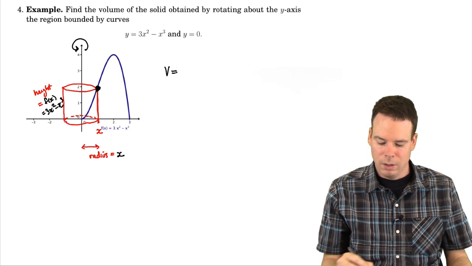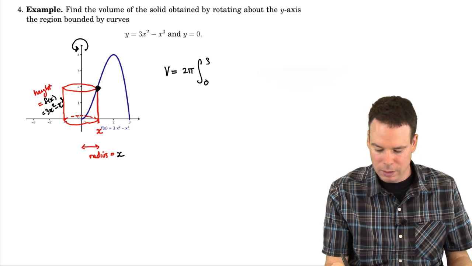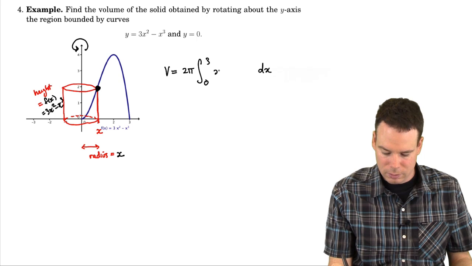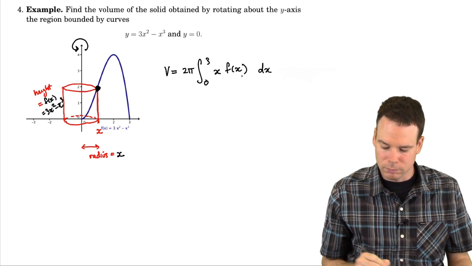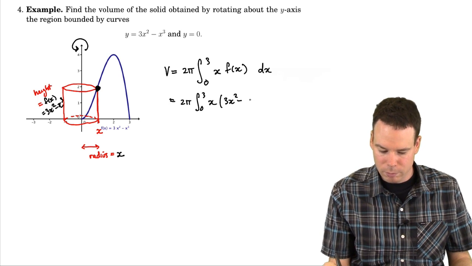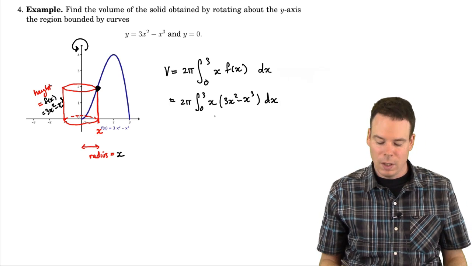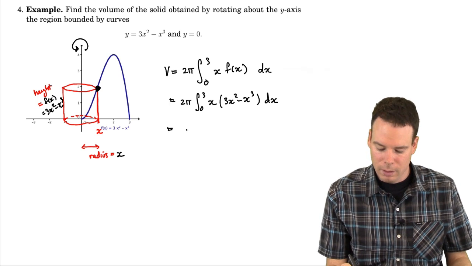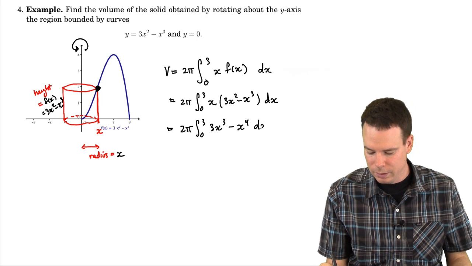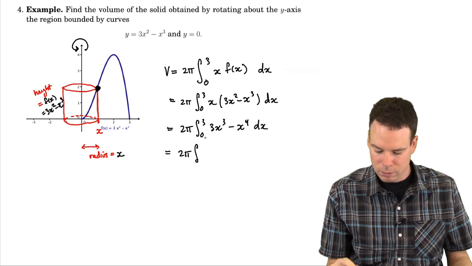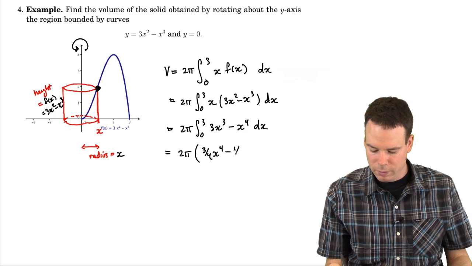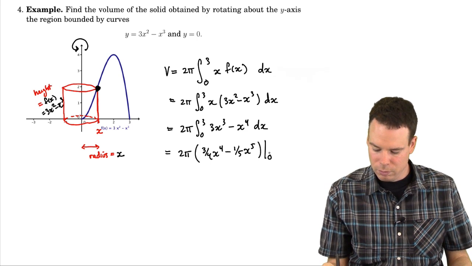So now we can write down what the volume is. The volume is 2 pi times the integral from 0 to 3, with respect to x, of the radius of all these cylinders times the height of all these cylinders. So this is 2 pi times the integral from 0 to 3 of x times (3x squared minus x cubed) dx. So there's our integral that represents the volume of the solid. Now we can go ahead and work it out. It's the integral from 0 to 3 of 3x cubed minus x to the 4th dx, which is 2 pi times the integral. Now I can anti-differentiate. So this is 3/4 x to the 4th minus 1/5 x to the 5th from 0 to 3.